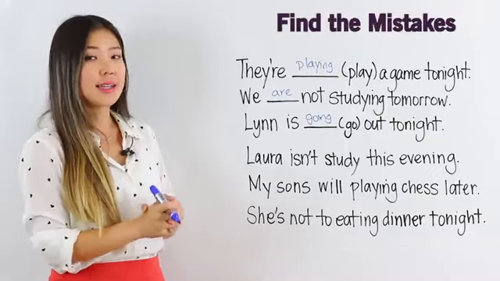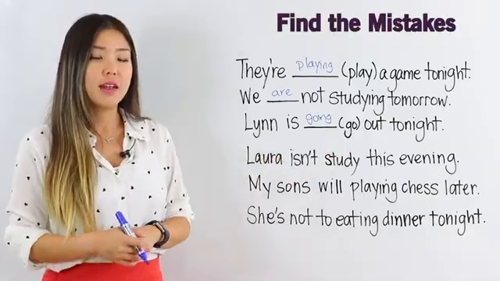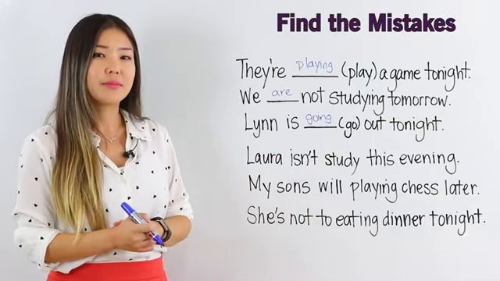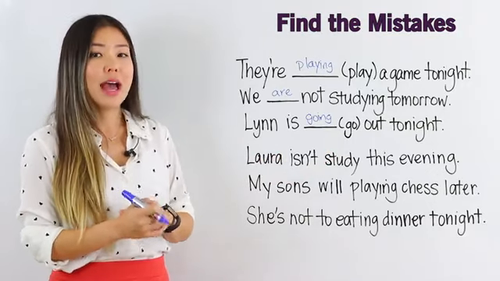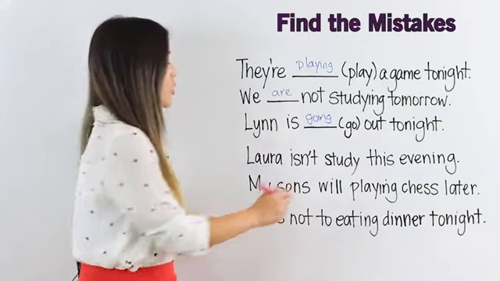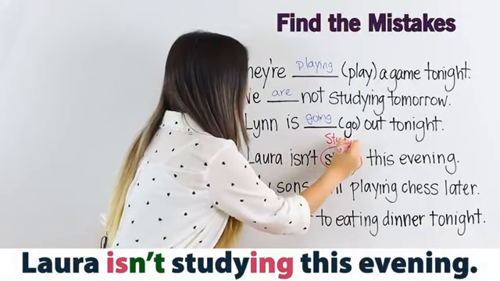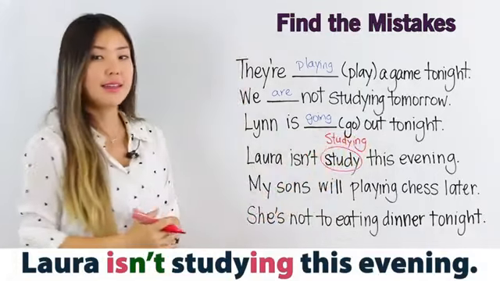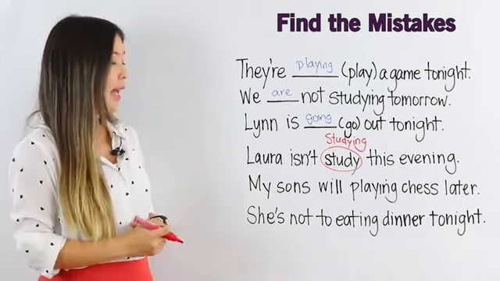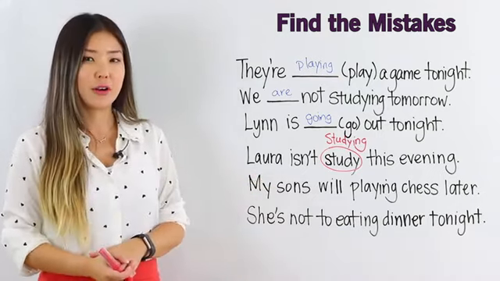The next sentence says, Laura isn't study this evening. Can you find the mistake? Remember, we have to add ing to the end of the verb. So we need to say Laura isn't studying this evening. The next sentence says, my sons will playing chess later.